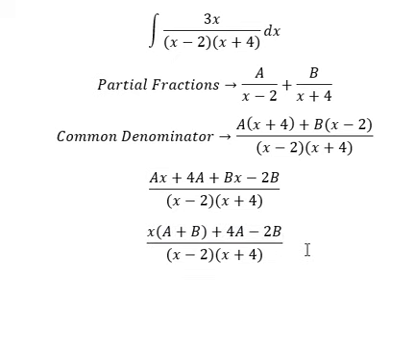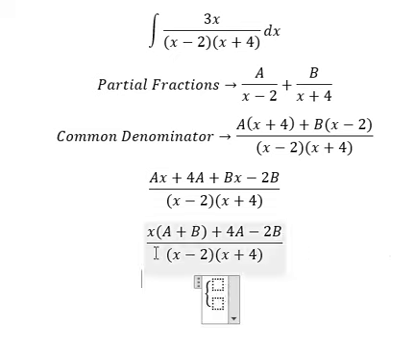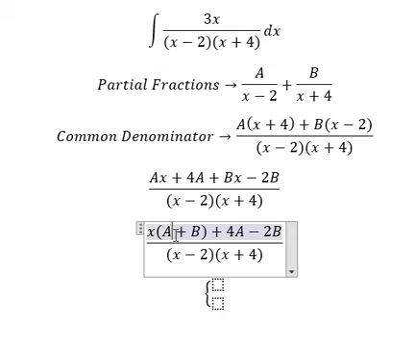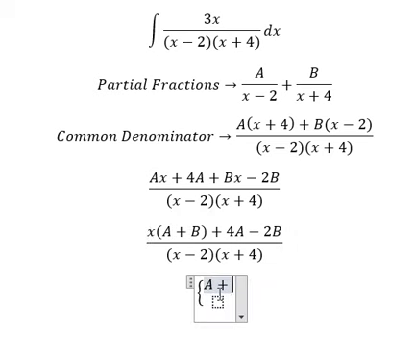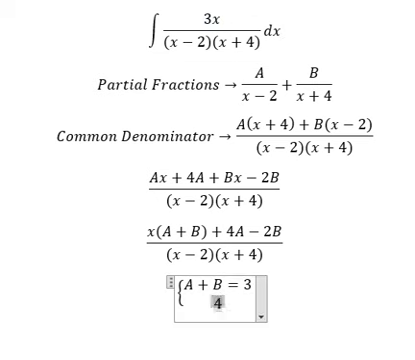Now, we need to compare coefficients. So, we have 3s, that means A plus B equals 3. We don't have the numbers in here, that is 0. And that is 4A minus 2B equals 0.